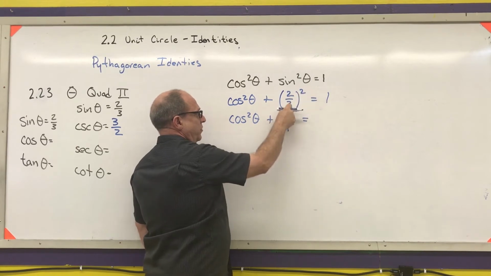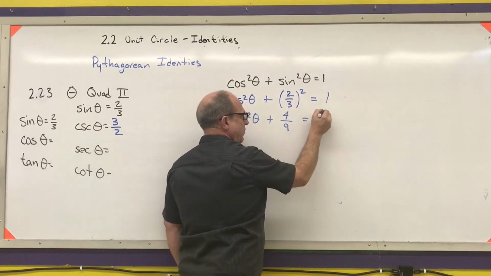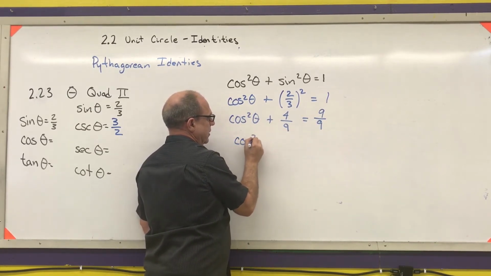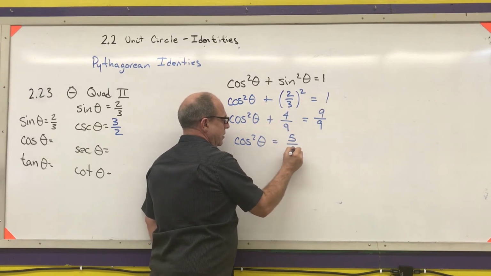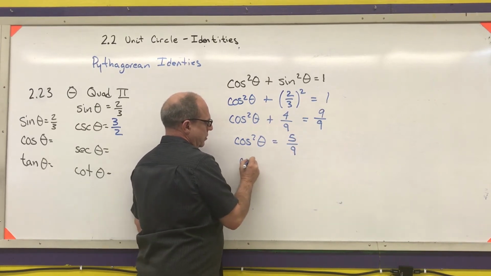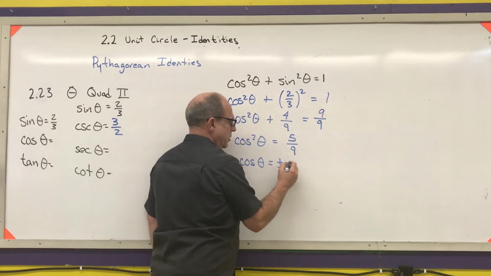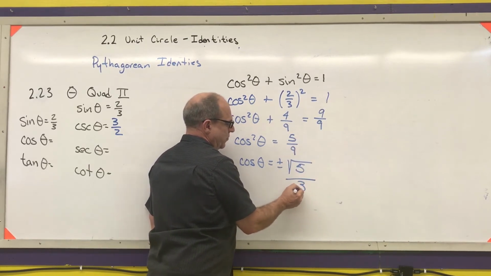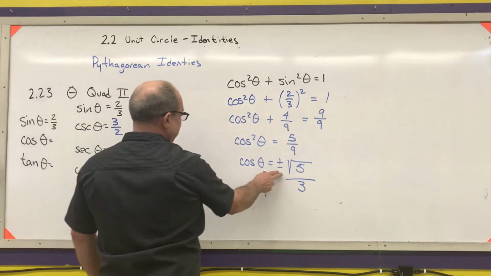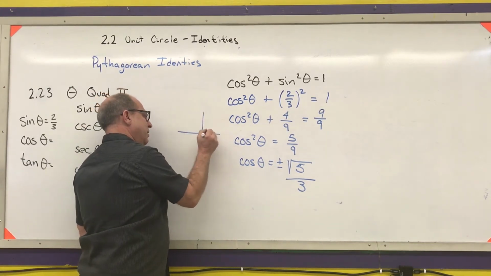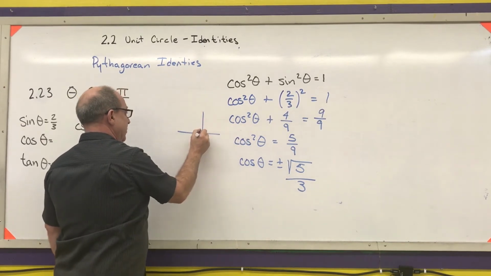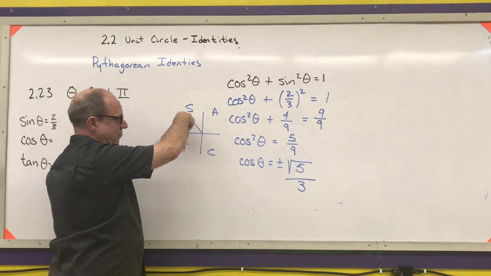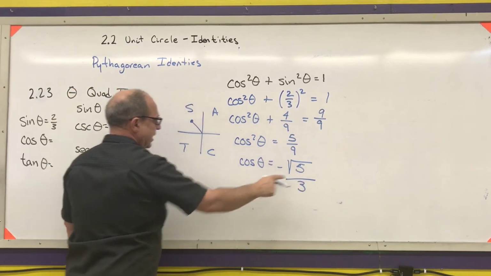Okay, 2 squared is 4, 3 squared is 9. 9ths for 1 would be 9/9. Okay, move the 4/9 over to the other side. Take the square roots. Okay, square root of 5 is just square root of 5. Square root of 9 is 3. Now, I took positive and negative square roots, but if I go back to my unit circle, I know that I'm in quadrant 2. Okay, all students take calculus. So sine is the only positive one, so my cosine of theta is going to be negative root 5 over 3.